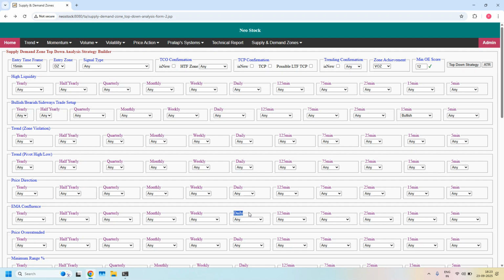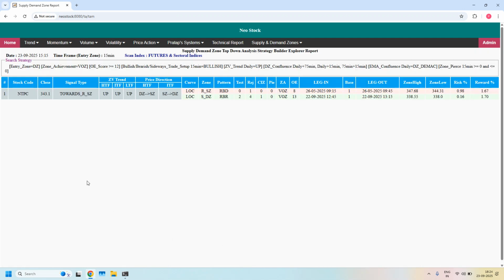EMA confluence at daily, I am checking daily demand zone with daily EMA. And also the trend on the daily should not be sideways. It should be uptrend because it is a bullish trade setup. Let's filter. One stock is filtered. So this 15 minutes demand zone has a higher probability of success, provided less than 20 checklist items are satisfied, otherwise higher chances of zone violation.